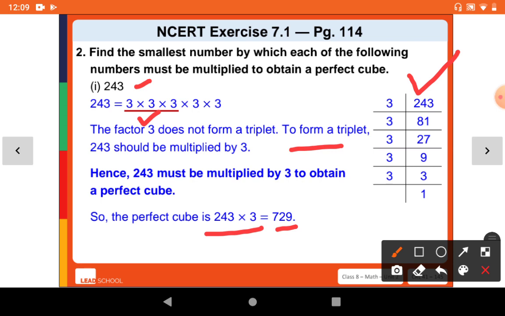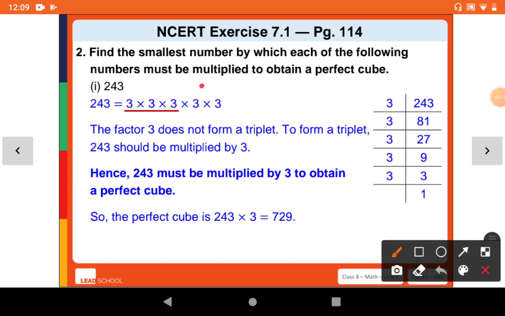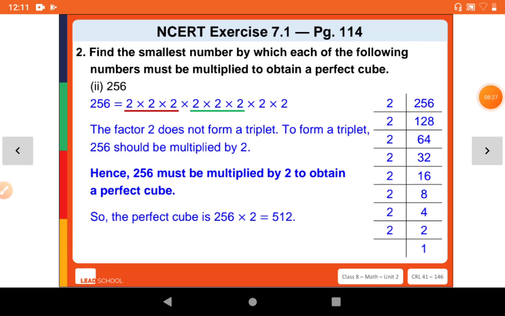You can pause the video and note down the solution of this question. Keep in mind one thing, when you have to multiply, then you have to complete the incomplete pair. Okay? Let's solve its next part, that is 256.